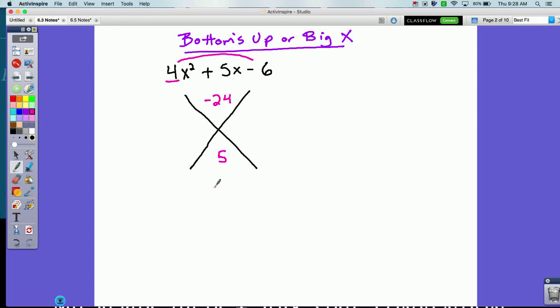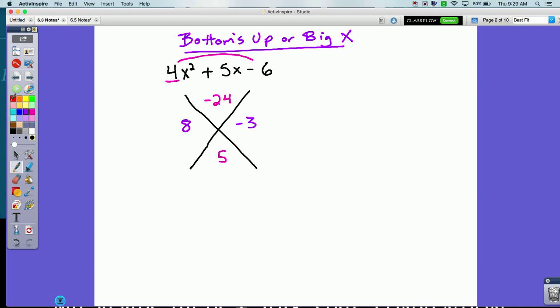And now I'm pretty much doing what I did in the last section. I'm figuring, what multiplies to give me negative 24 and adds together or subtracts together to give me 5? If we know our multiplication facts, this one's not too bad. I realize that 8 and 3, if I say 8 minus 3, that's going to give me the 5. All right, and so we've done the major heavy lifting here.